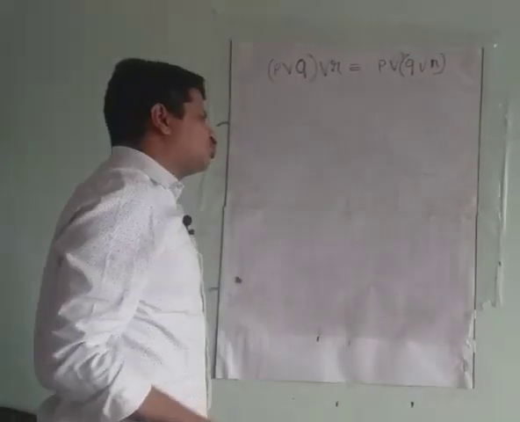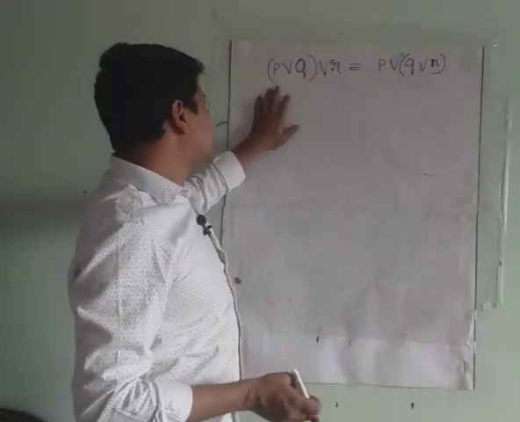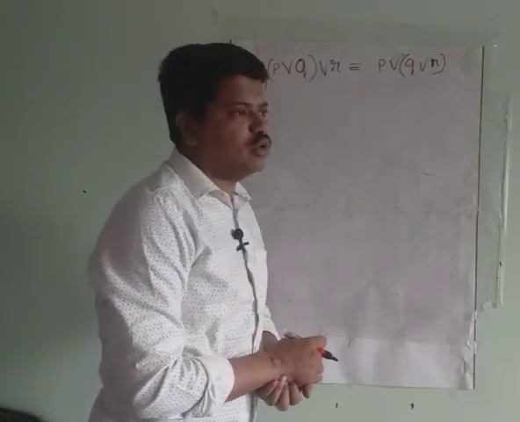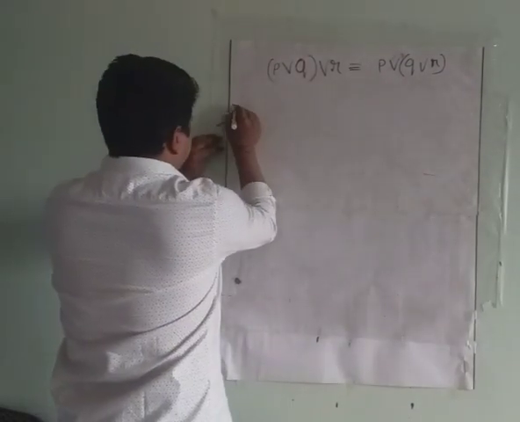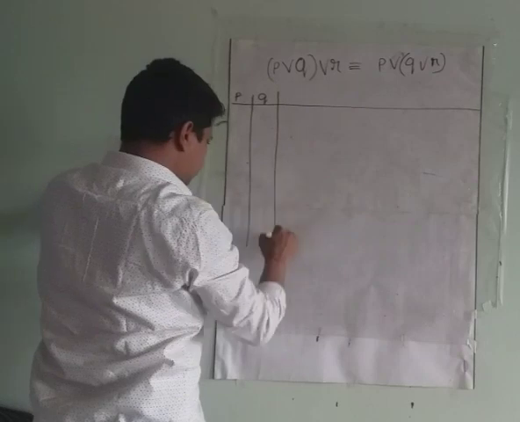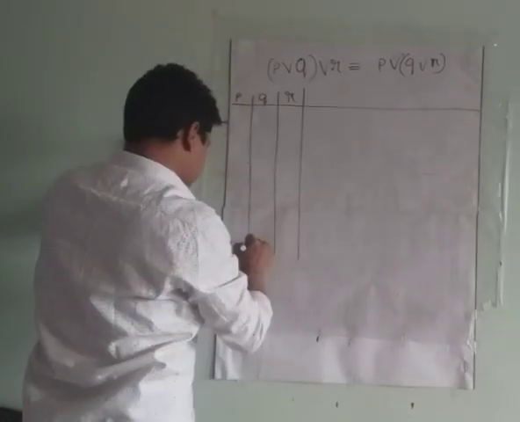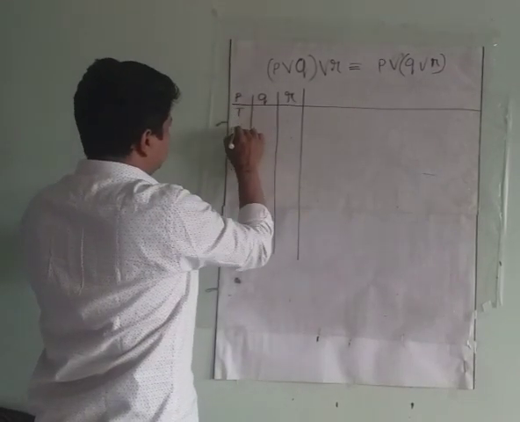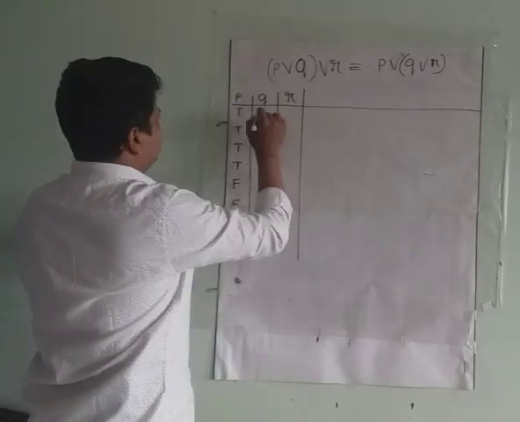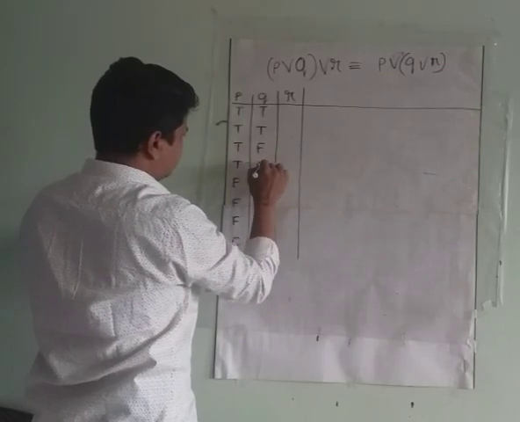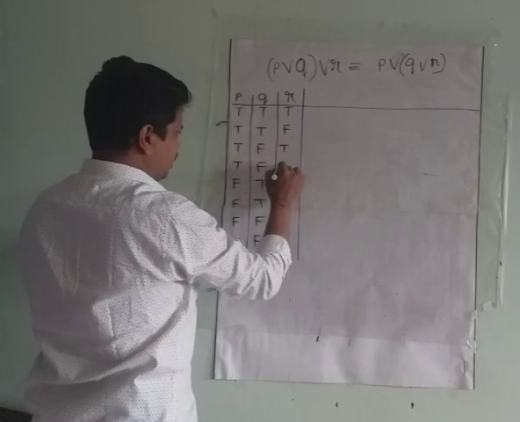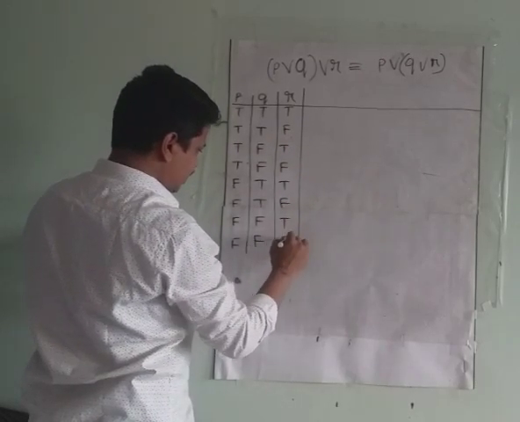To prove this, we will use a truth table only. It is very clear that to prove this, we will need three statements. As we discussed in the previous video, for three statements, the number of rows will be 2 to the power 3 equals 8. Let's start with P, Q, and R. Eight rows will be required. First P: T, T, T, T, then F, F, F, F. Next Q: T, T, F, F, T, T, F, F. Next R: T, F, T, F, T, F, T, F.